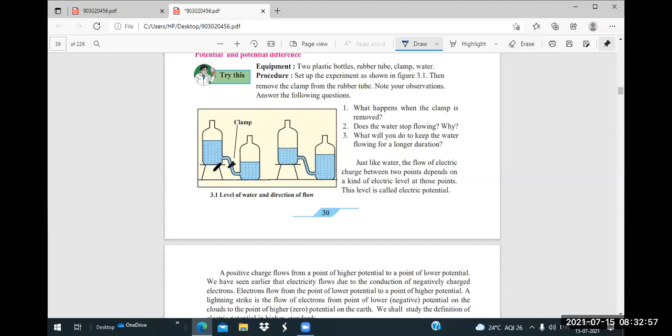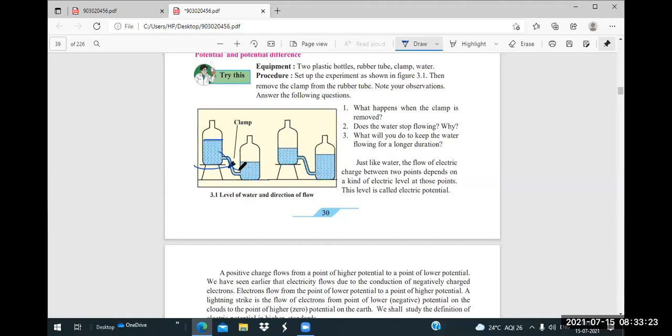Suppose this water bottle is kept at a height and this one is at the bottom, and here you see the same thing. When we fit the clamp, it will stop the water, and when we remove it again, the water will flow. This happens only because the water is at the higher level and this is at the bottom. Means some height is given to it. So due to that, water can flow easily from the height.